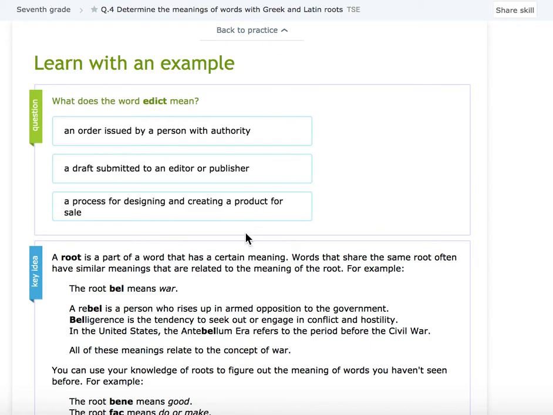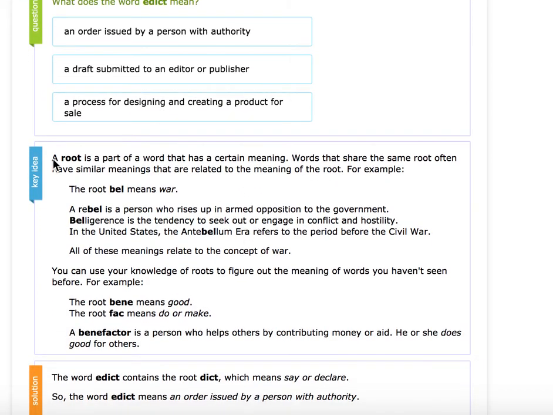So I'm going to see my key idea. Remember that a root is a part of a word that has a certain meaning. Words that share the same root often have a similar meaning that are related to the meaning of the root. For example, the root bell means war. Then this key idea gives me a couple examples of 3 different words that use that root and how they're all related to the concept of war.